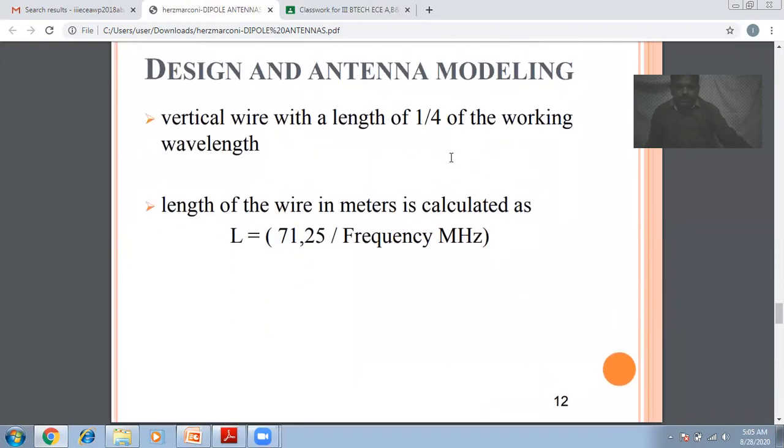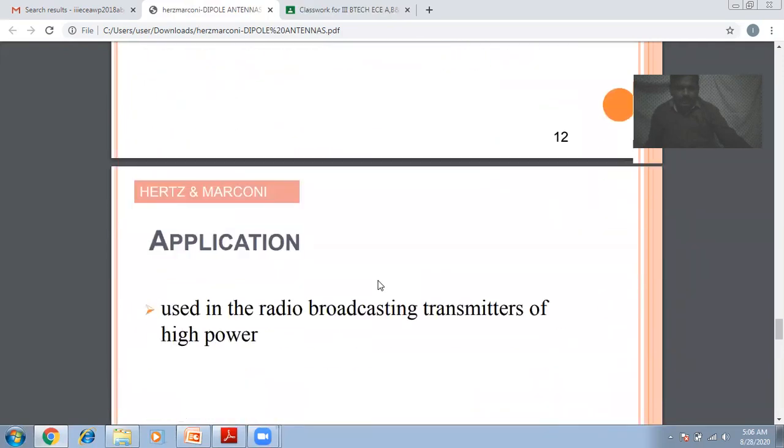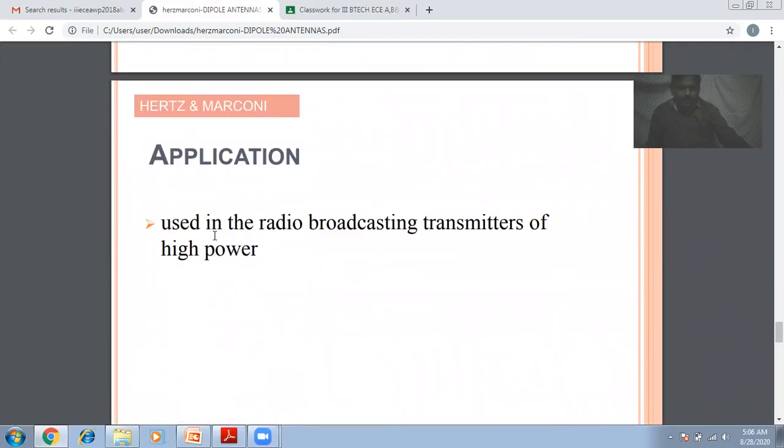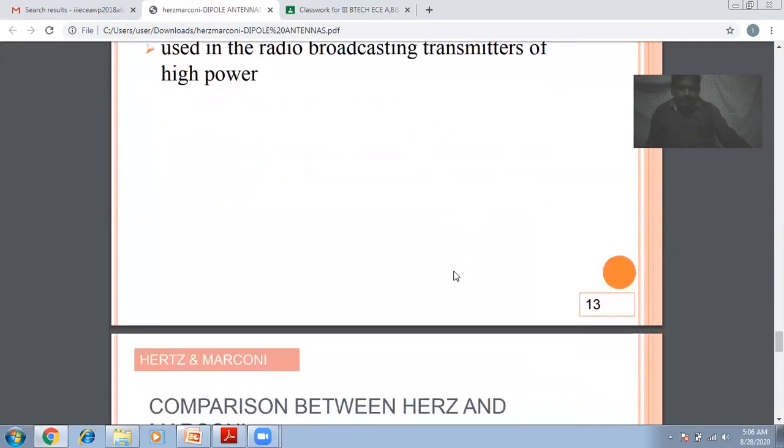So this is about the design. It's not necessary for us. Of course, the length can be taken in terms of the operating frequency, but that is not necessary for us. It is used in radio broadcasting transmitters of high power.